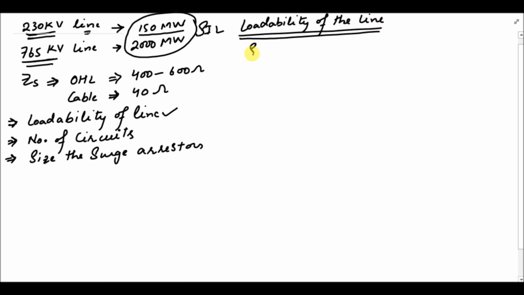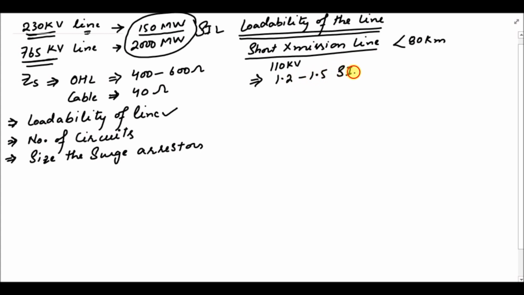So assume that we have a short transmission line, and a short transmission line is one which has length less than 80 kilometer, and the voltage of the line is 110 kilovolt. Now we have to calculate the loadability of the line, that is, how much load can we put on this transmission line. Let's assume the loading can be between 1.2 to 1.5 times SIL, and to calculate the loading, it will be 1.5 times SIL.